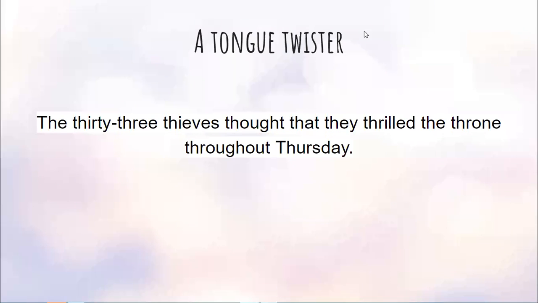Frank Atika, you want to try? Oh, what happened? The three types told they the 33 throughout. Throughout. So 33 thieves thought that they thrilled the throne throughout Thursday. Oh, this is very difficult. 33 thieves thought that they thrilled the throne throughout Thursday. The 33 thought that they treat the throne throughout Thursday.